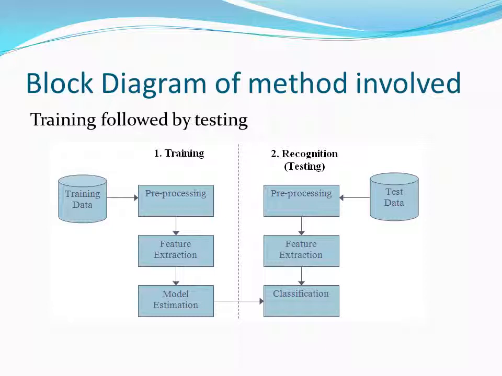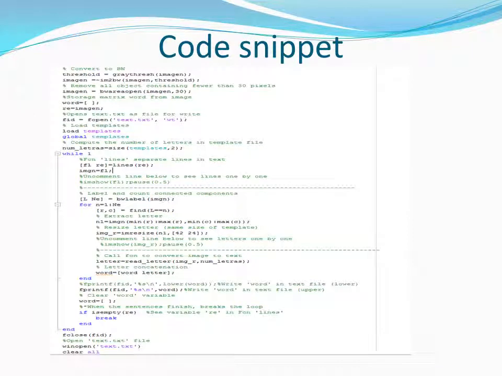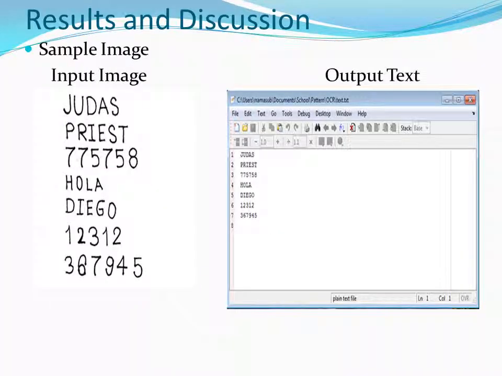And then in the recognition, we have the phases mentioned previously: pre-processing, feature extraction, and classification. So what happens is the test data is compared against the training data and the final text image is being formed. This is an example of the code snippet that is being used. The actual algorithm works with three major functions: line crop, letter crop, and read letter.